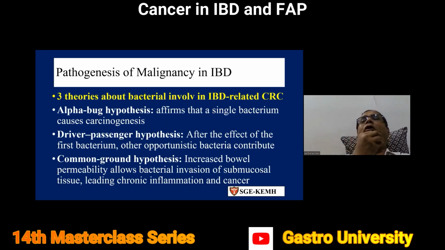As far as the bacterial involvement leading to malignancy is concerned, there are 3 theories which have been put forward. The first is the alpha bug hypothesis, which affirms that a single bacterium can lead to development of carcinogenesis. Second is the driver passenger hypothesis, where it states that after the first bacterium has been implicated and caused carcinogenesis, other opportunistic bacteria also add and contribute to further progress and development of malignancy. Whereas the common ground hypothesis states that there occurs increased permeability of the bowel following bacterial invasion of submucosal tissue, which leads to chronic inflammation and development of carcinoma.